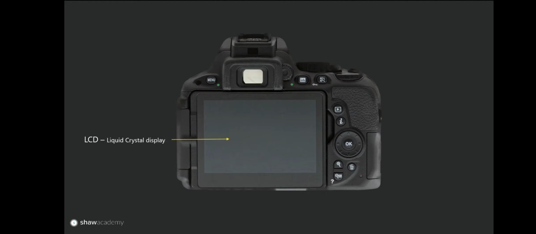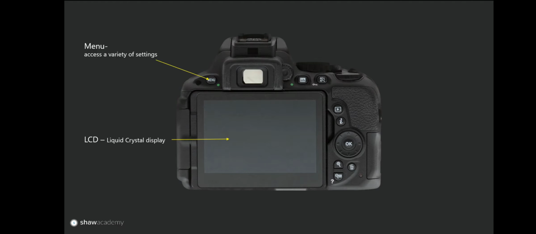But the very first thing to have a look at is our LCD, our liquid crystal display. Our LCD, so if you've ever wondered what that means, liquid crystal display, and this is obviously where we can view back our photographs, where we can compose our photographs and find lots of other information out about our cameras, like for example the settings that we're using at any given time.